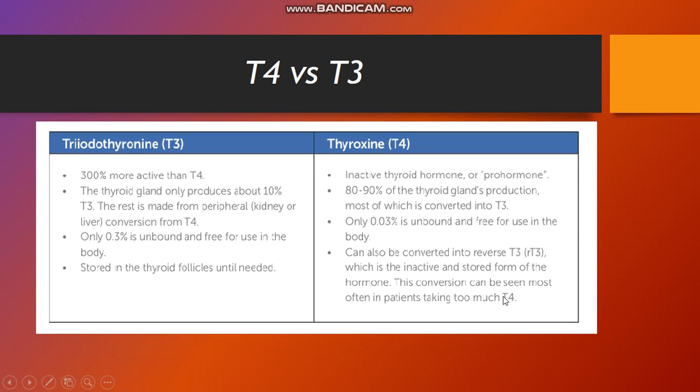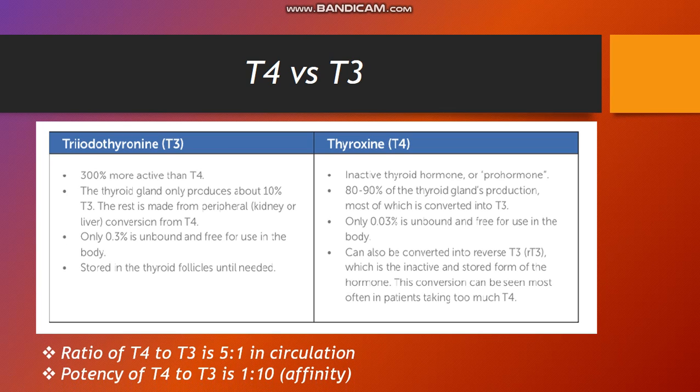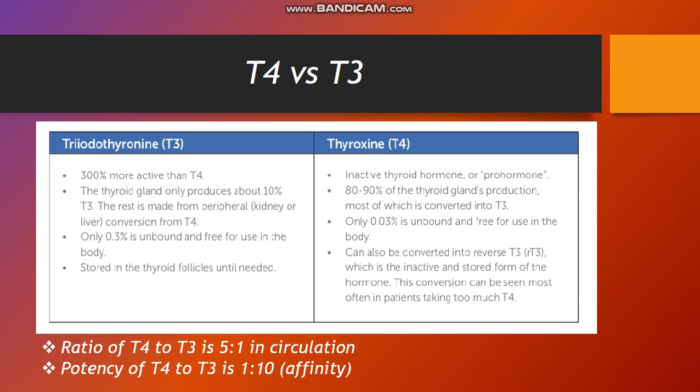Thyroxine is the inactive thyroid hormone or prohormone, you can say, 80 to 90% of the thyroid gland production, most of which is converted into T3. Only 0.03% is unbound and free for use in the body. It can also be converted into reverse T3, which is an inactive and stored form of the hormone. This conversion can be seen most often in patients taking too much T4. Ratio of T4 to T3 is 5:1 in circulation, and potency of the T4 to T3 is 1:10.